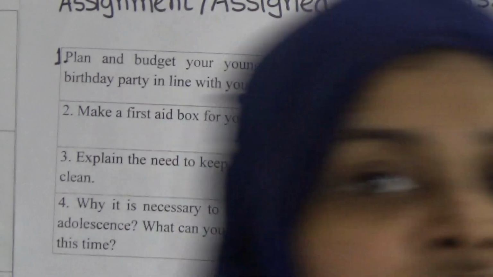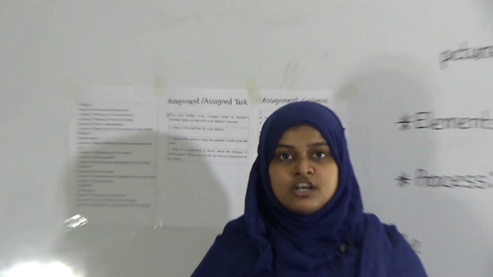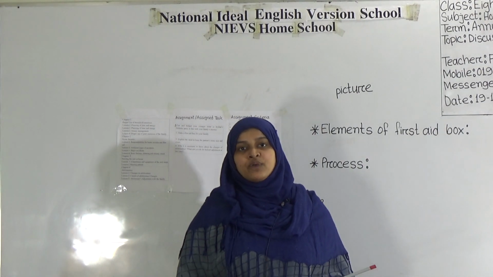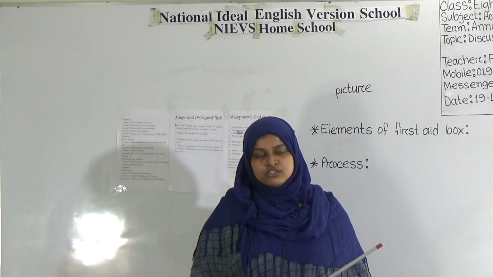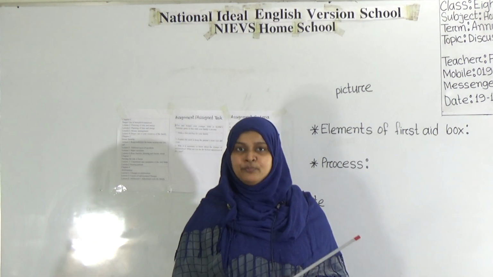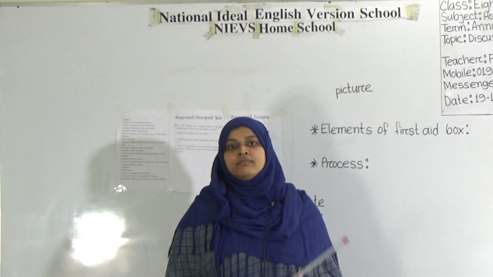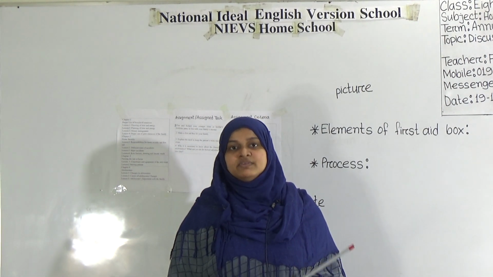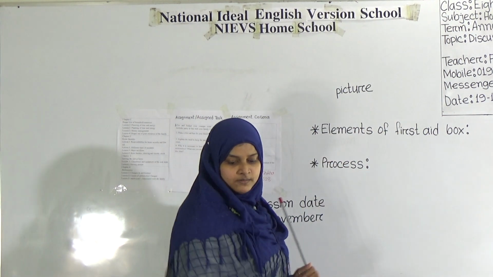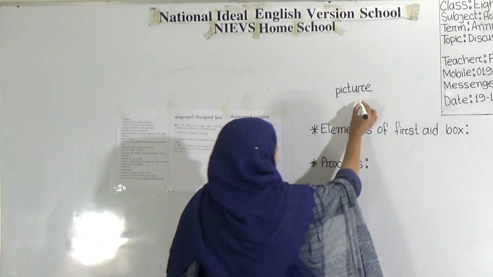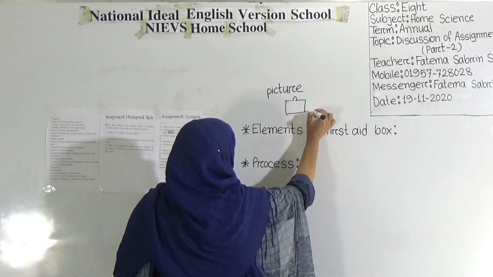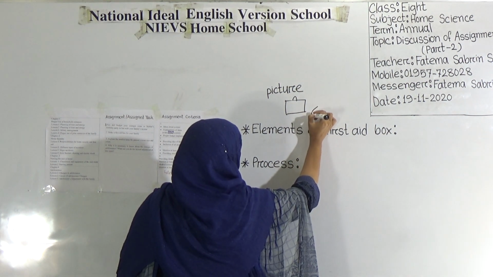For this you have to draw a picture of the first aid box and its elements, and after that you have to write the basic elements of the first aid box, and then you have to explain how you make the box and how you arrange all this, that means the process. So you can write like this. First you can draw a picture. You can draw the first aid box, then you can draw the elements.